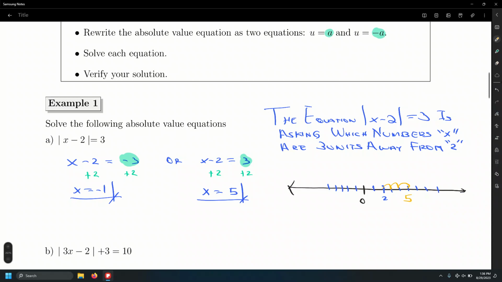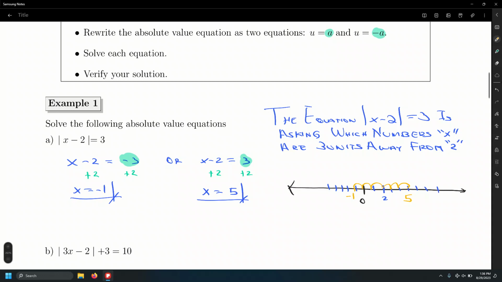Isn't that equal to 5? And I'm going to go 3 units in the opposite direction. 1, 2, and 3. And that's going to end up in the number -1. Are those numbers in yellow the same two solutions from solving the absolute value equations right here? So in the end, that's what it represents.